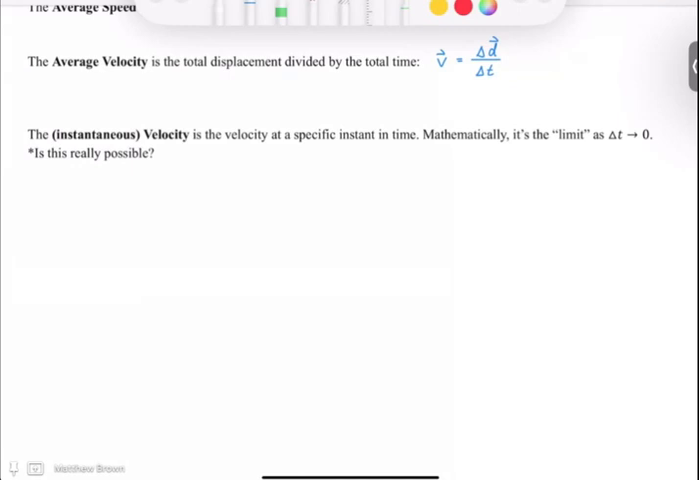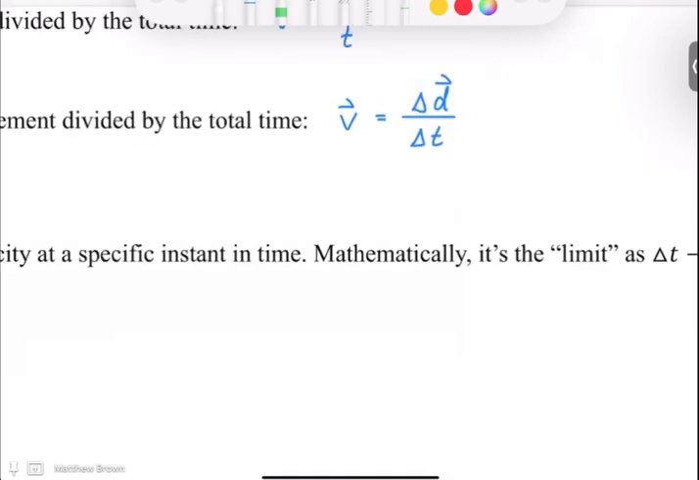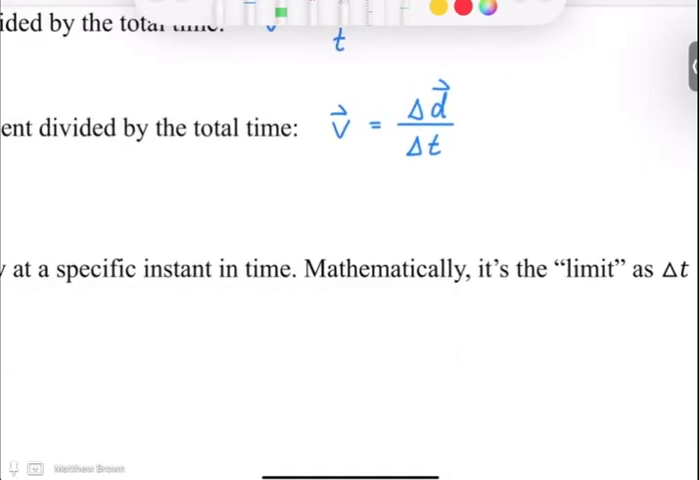Finally, the instantaneous velocity is the velocity at a specific instant in time. So mathematically, and I know we maybe haven't done any calculus yet, but we say it's the limit as delta t approaches zero. So what that means is if you take this equation and you want to know the instantaneous velocity, conceptually, what you're saying is what is the velocity at this instant in time? Well, at an instant, time would be zero, right, which would mean you're dividing by zero.